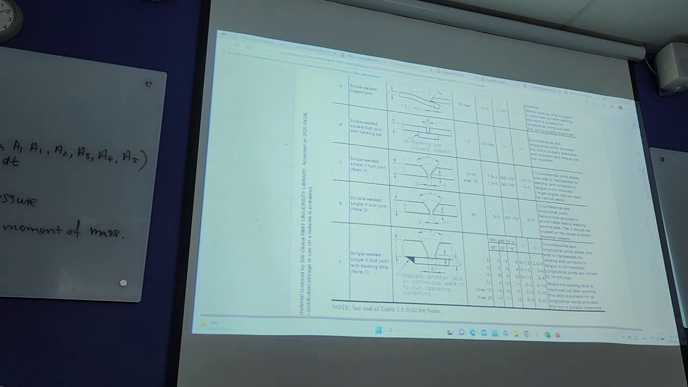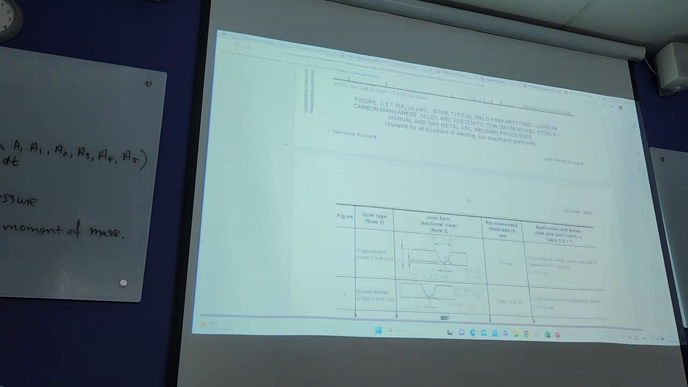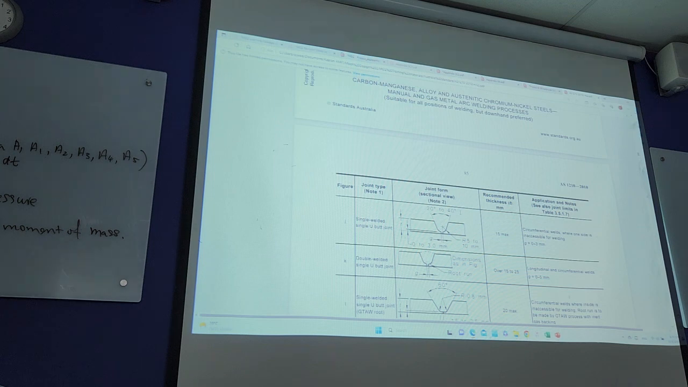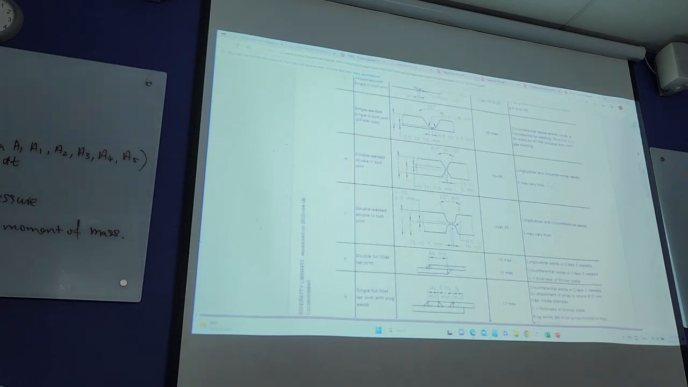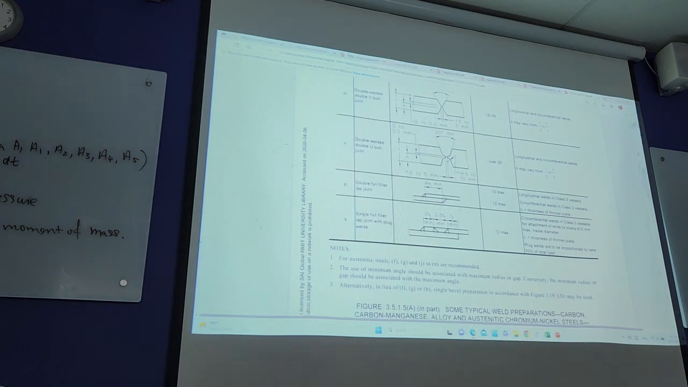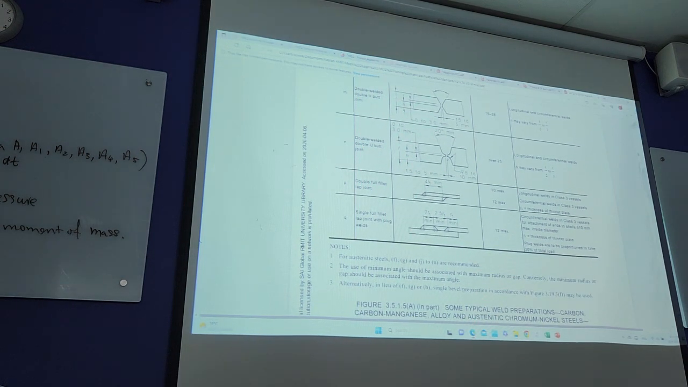So you have to attach this diagram. Let's say you decided which one to use, then you have to attach this on your report. Alright. Okay, now for question 4.